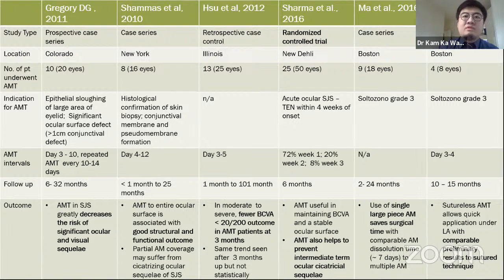In the summary of all the studies that I've presented, you can see that the evidence is suggesting amniotic membrane does decrease the risk of ocular morbidity in the long run in patients with SJS. It is twofold, both structurally and also functionally, there is improvement.